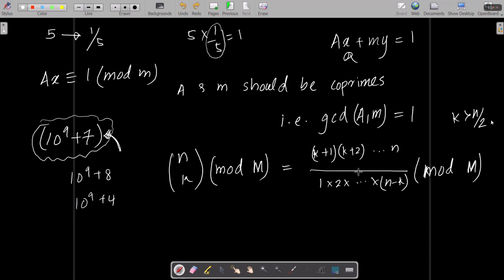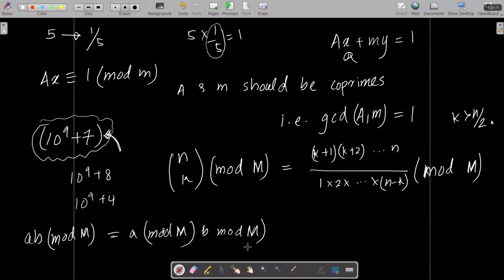Okay, so as a solution, we have discussed some properties of modulo, and we said that AB mod m is A mod m times B mod m. What this means is we can distribute the multiplication under the modulo m. So we can do the same thing here.